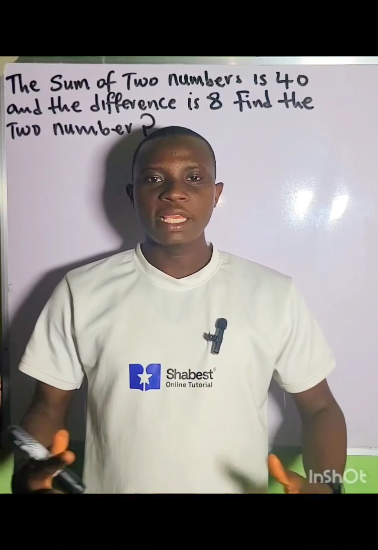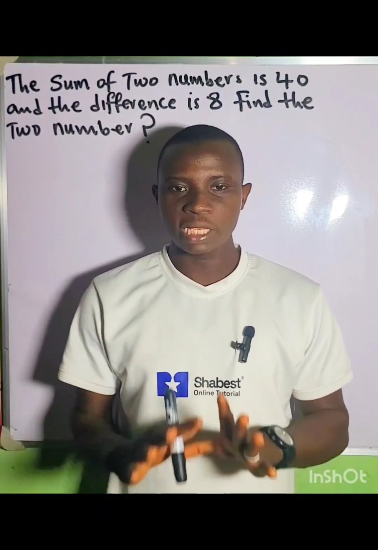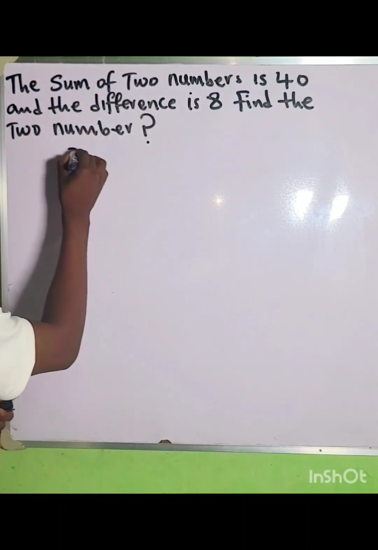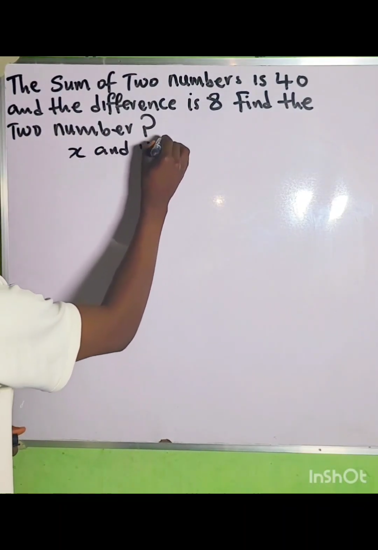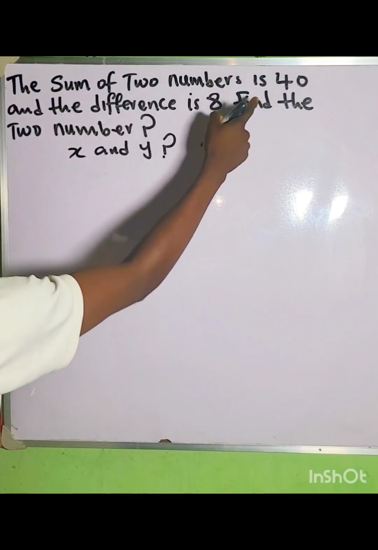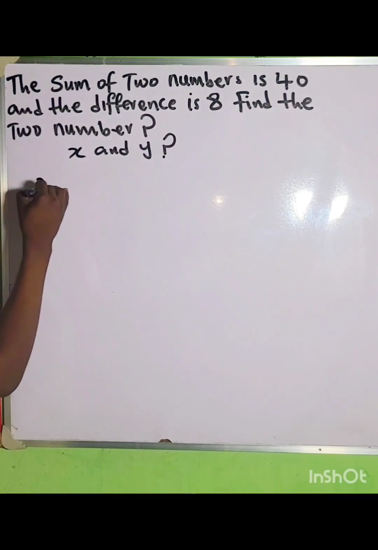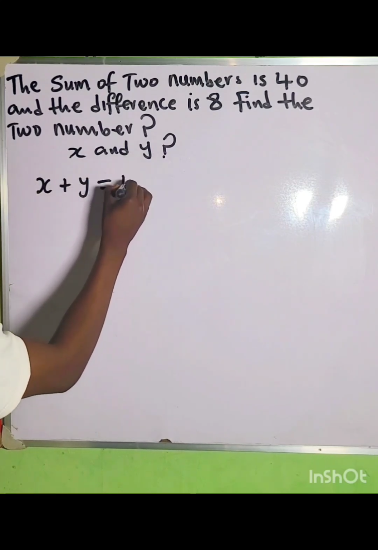The sum of two numbers is 40 and the difference is 8. Then find the two numbers. So the two numbers are unknown. So we can use x and y to represent the two unknowns. Now, if you look at the first line, the sum of two numbers is 40. So that means these are the two numbers which are unknown. x plus y is equal to 40.